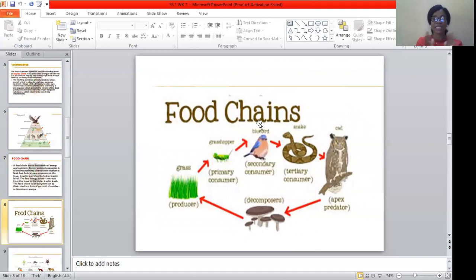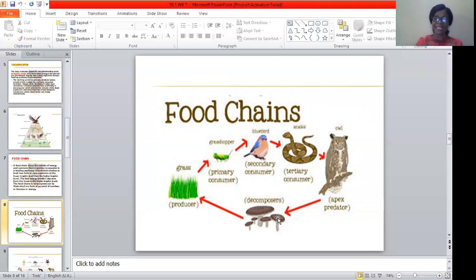This is a graphical representation of what a food chain looks like. From here, this is the starting point, which is the producer. And like I said earlier on, the producers are the green plants, which now go to the primary consumer. An example of a primary consumer here is the grasshopper. Then it moves to the secondary consumer. We have the bluebird, which moves to the tertiary consumer. An example of the animal there is a snake. Then it moves to the apex consumer, and finally to the decomposer.